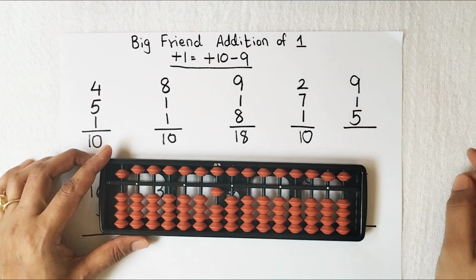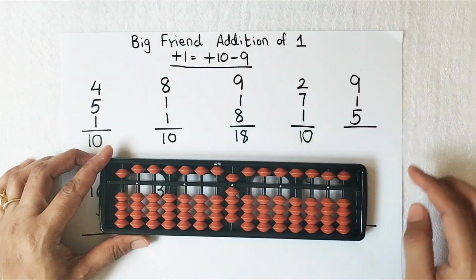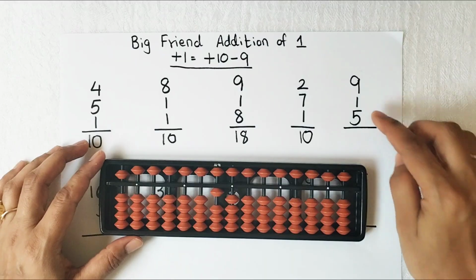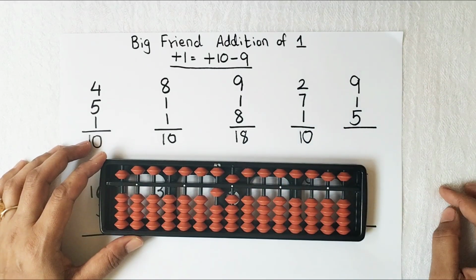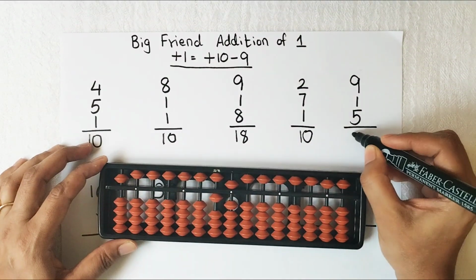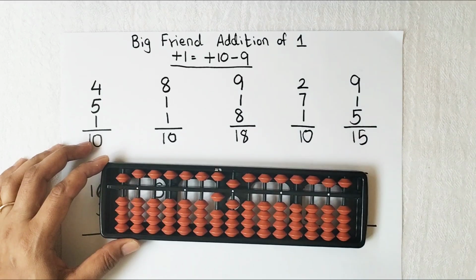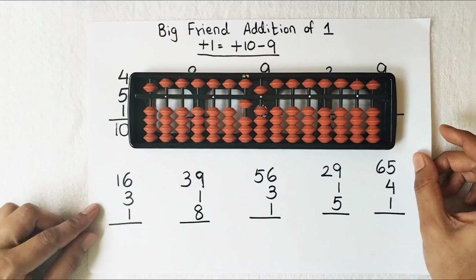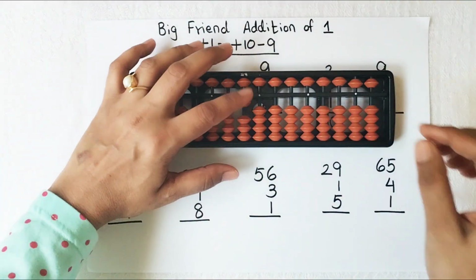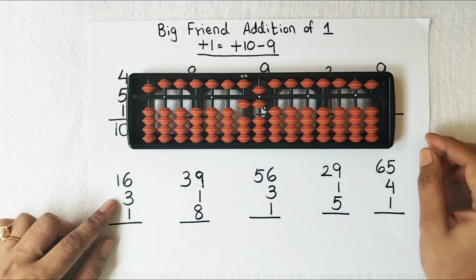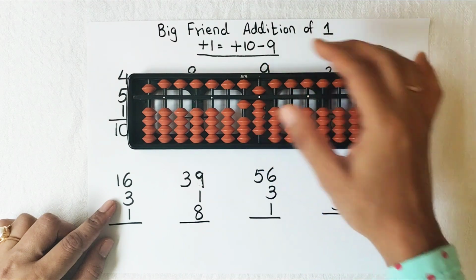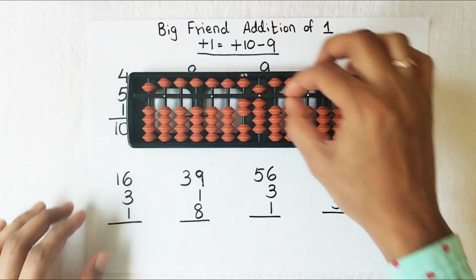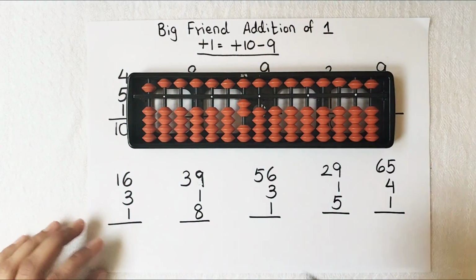Next, 9 plus 1 plus 5. 9 plus 1. Plus 1 less 9. Add 5. My answer is 15. Next one, 16 plus 3 plus 1. 16 plus 3. Can I do it directly? Yes. Plus 1. Plus 1 again the formula says plus 10 less 9. My answer is 20.